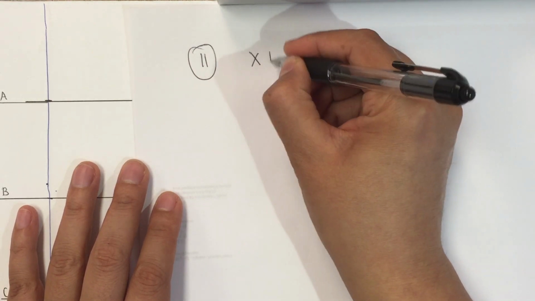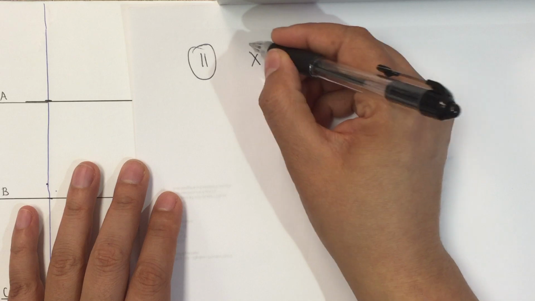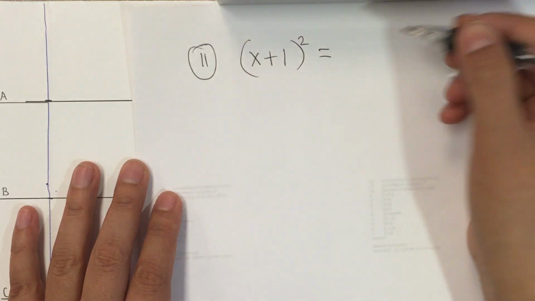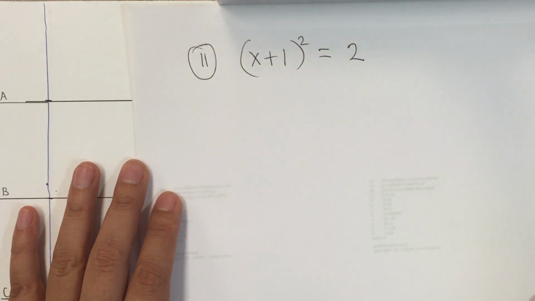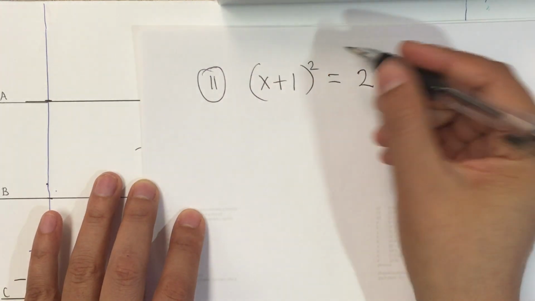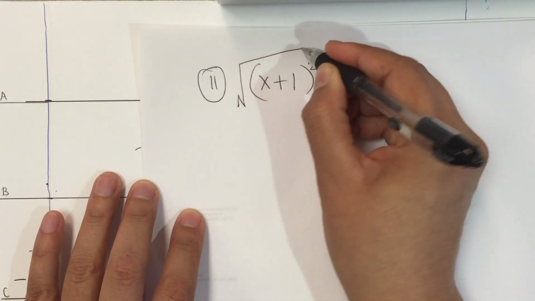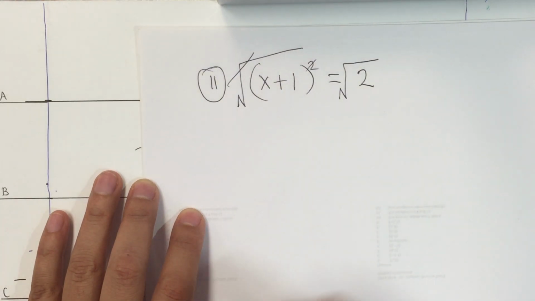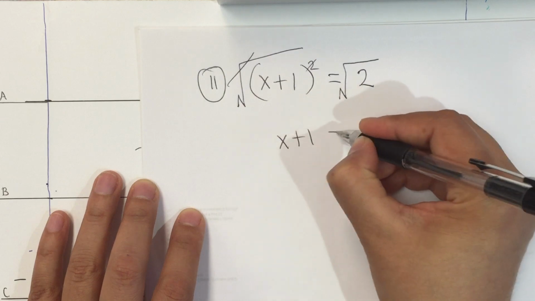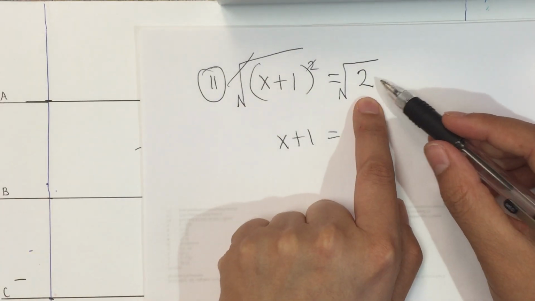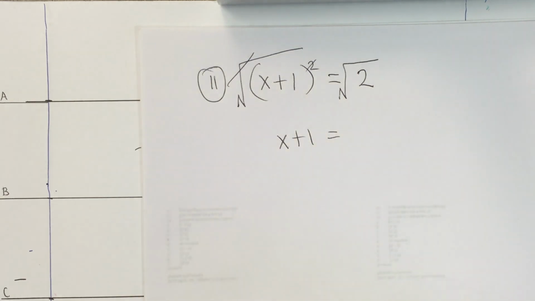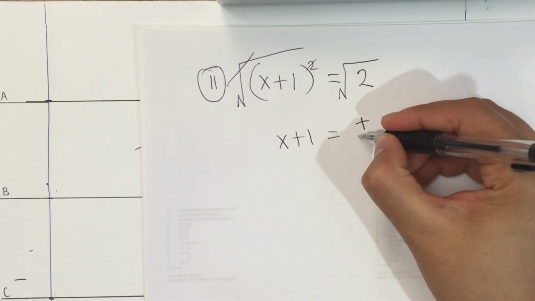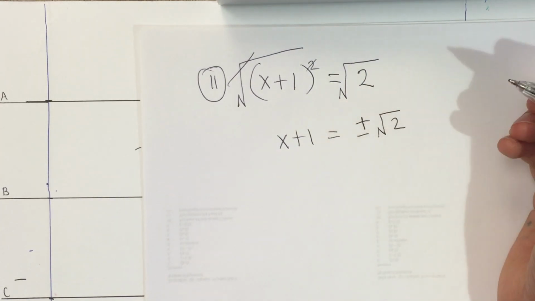Okay, let's see. We have (x plus 1) raised to the second power equals 2. Again, the first step is the same. We take the square root of both sides so that we can cancel this square. And so x plus 1 equals, as you can see, the 2 is not one of those perfect squares, so we cannot put it as a whole number. So we're just going to leave it as plus or minus the square root of 2.